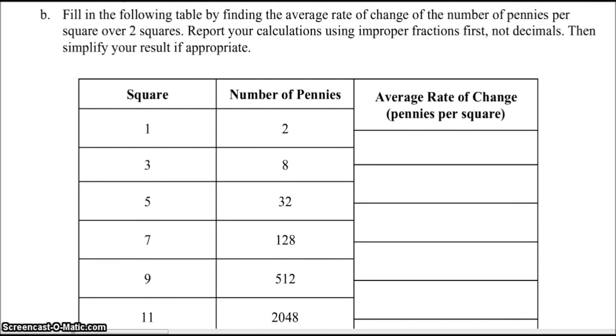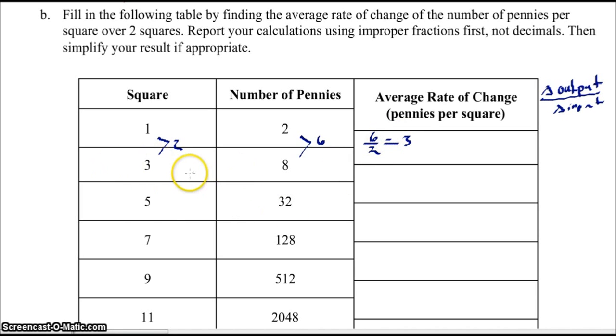Fill in the following table by finding the average rate of change of the number of pennies per square over 2 squares. Report your calculations using improper fractions first, not decimals, then simplify your result if appropriate. So from here to here, what's the average rate of change? Remember, the average rate of change is the change in the output over the change in the input. Here the change in output is 6, the change in input is 2, so the average rate of change is 6 over 2, or 3.